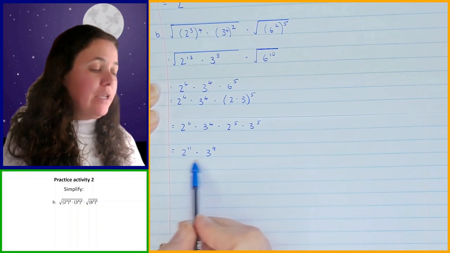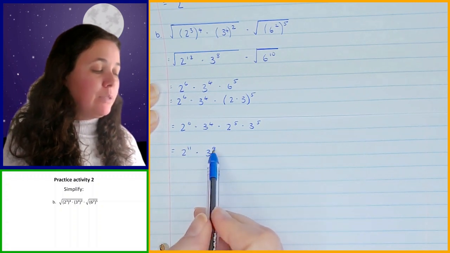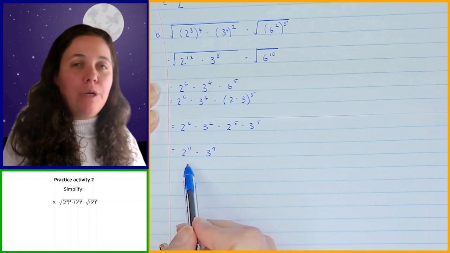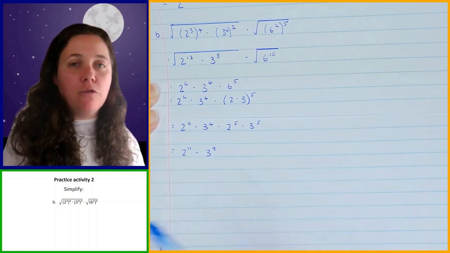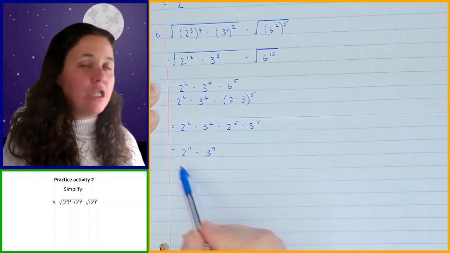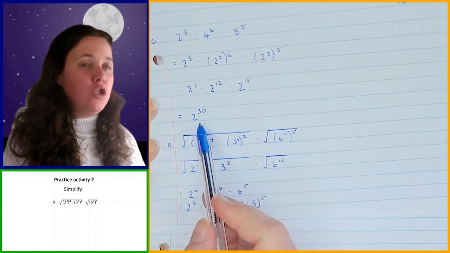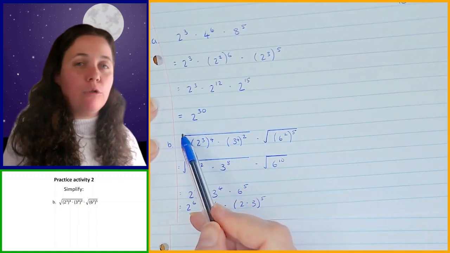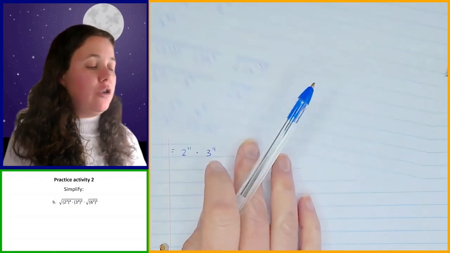Now, for this one over here, 2 to the power of 11 and 3 to the power of 9, neither of those are really reasonable to change to standard notation. So I'm not going to change those, just like I also didn't for 2 to the power of 30. That also is not a reasonable number to change back to standard notation.